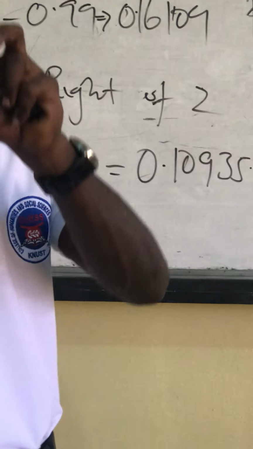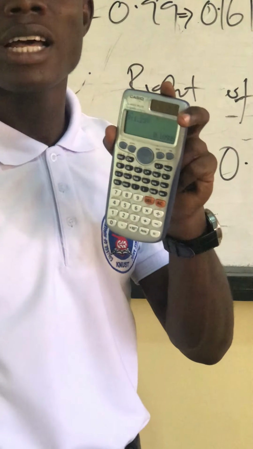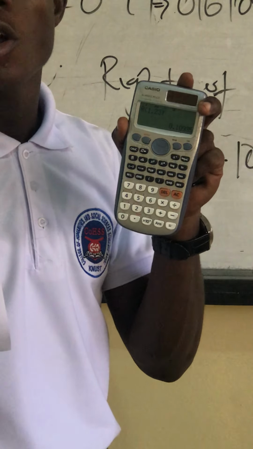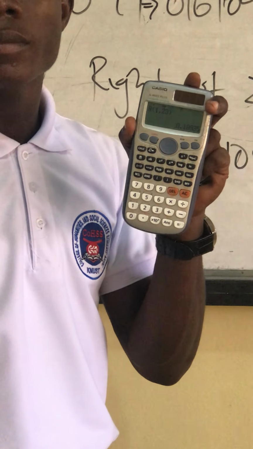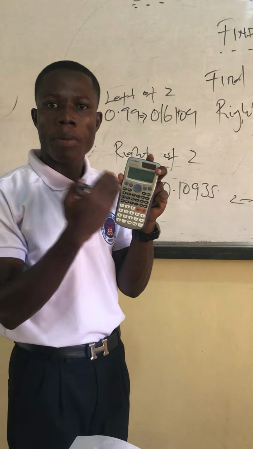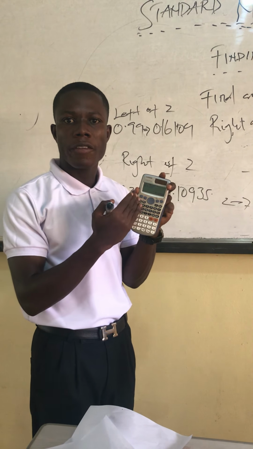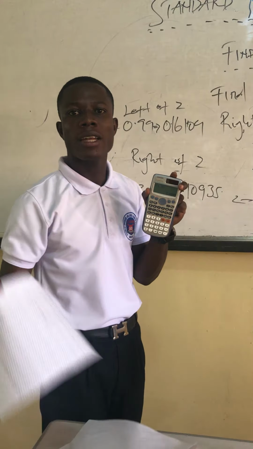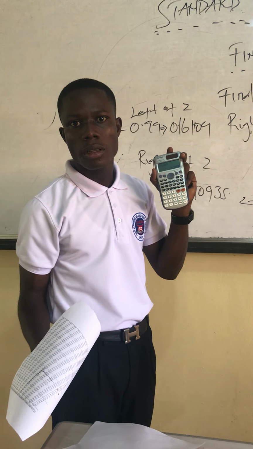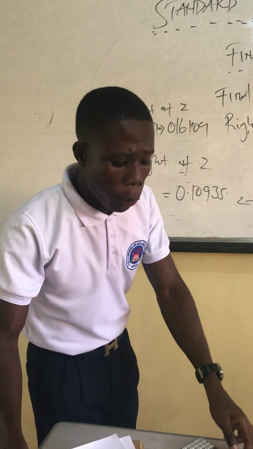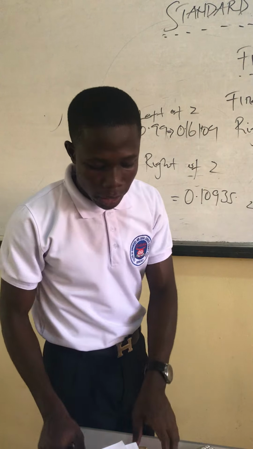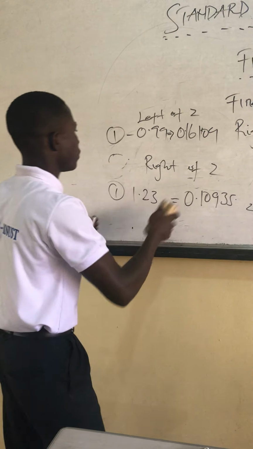So that is how to use the calculator in the absence of the standard normal table to find your areas on a standard normal table. So please, I know practice makes perfect. So practice and you become perfect, so that in the absence of this standard normal table, you can use the calculator to find it. Now, with these same areas, you can be given a table to find it.